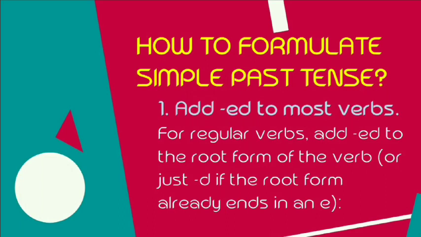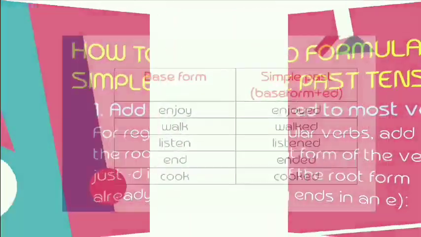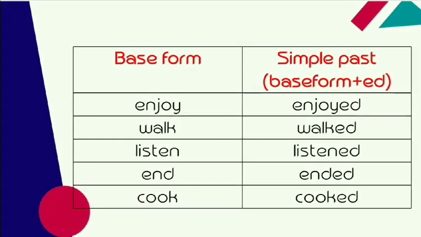For regular verbs, add ed to the root form of the verb, or just d if the root form already ends in an e. For example, the base form is enjoy, and for the past tense we add ed to make it enjoyed. Walk to walked. Listen to listened. End to ended. Cook to cooked.